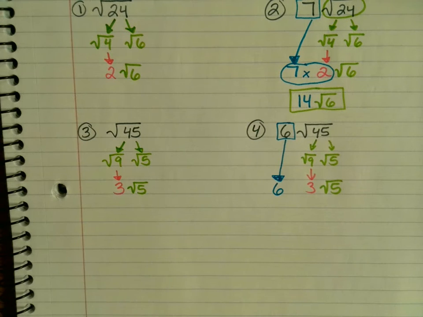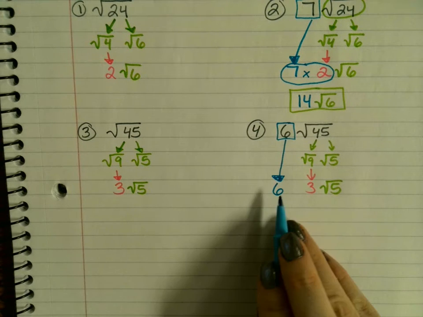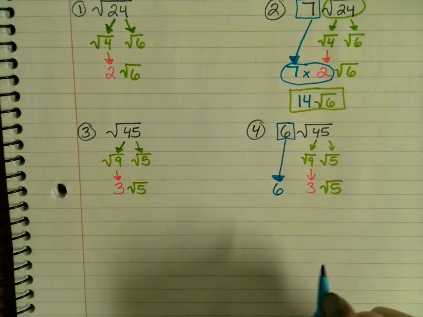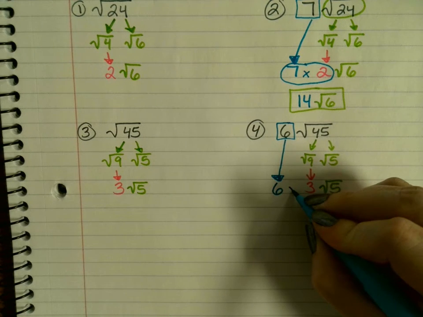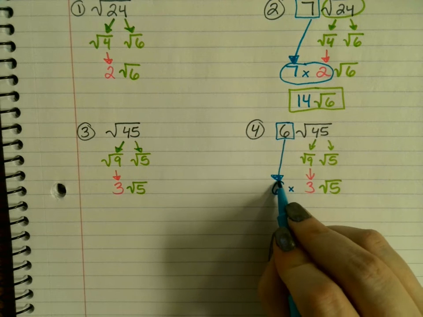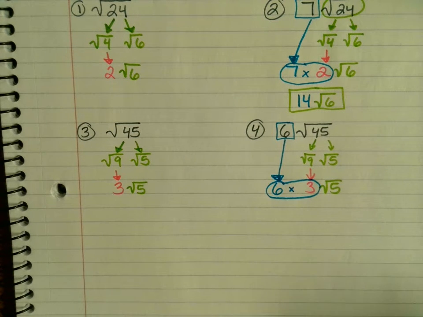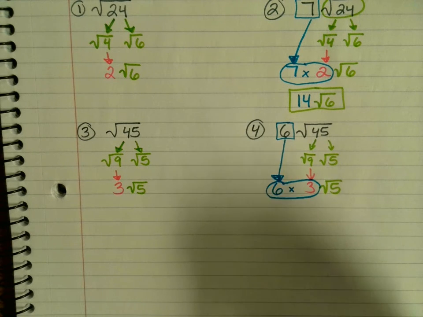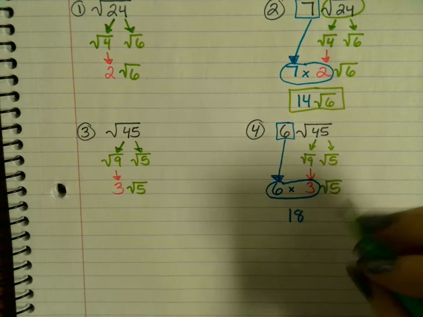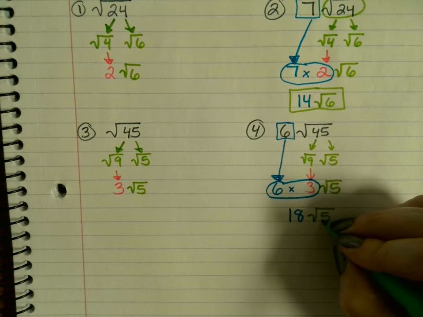But now because I have that 6 in front of it, I now have to do what again, guys? Multiply. I have to multiply my old coefficient times my new coefficient that I just brought out. And 6 times 3 is going to give us 18. So we get 18 square roots of 5.